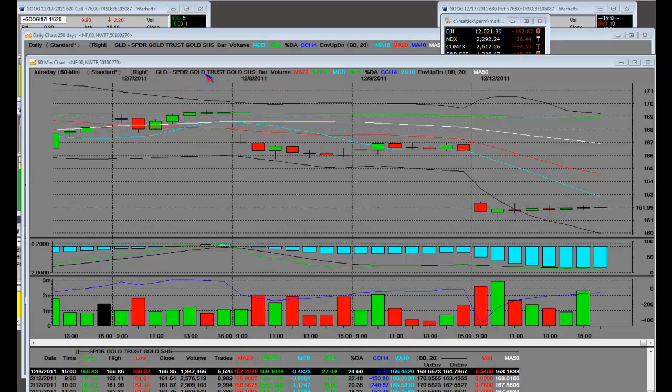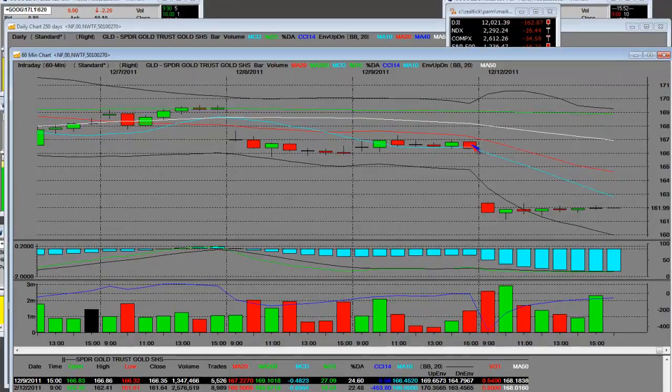Gold bugs, GLD, gold ETF. That's what it is. It's the SPDR Gold Trust, okay? And the thing about it is, what we want to show you is that this is a 60-minute chart. And you can see the closing bell here on 12/9, that the close was 166.35 on the closing 60-minute level.